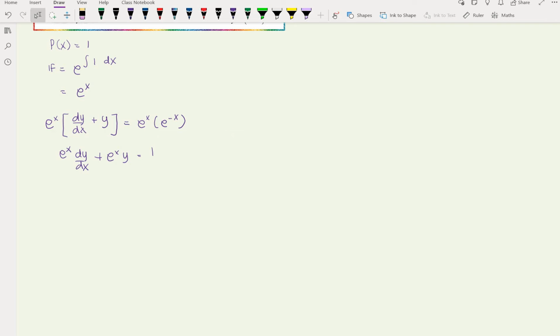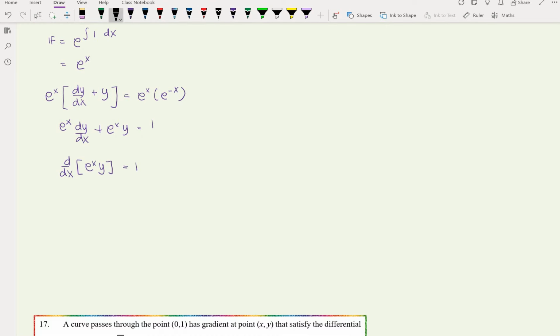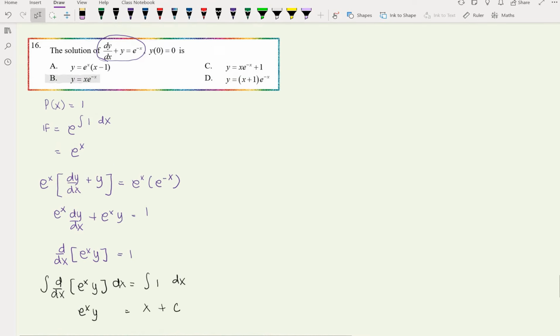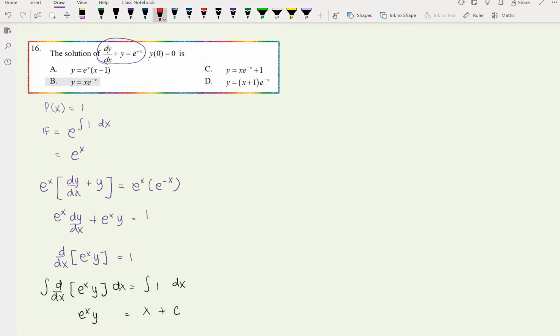So, next step is we are going to use product rule yang mana it's going to become d by dx of integrating factor darab dengan y is equal to 1. So, that gives me the next step which is integrate both sides with respect to x is going to give me the integral of d by dx of e power of x y dx equals to integral of 1 dx. So, my left hand side is going to become e kuasa x y is equal to sebelah kanan akan jadi x plus c.